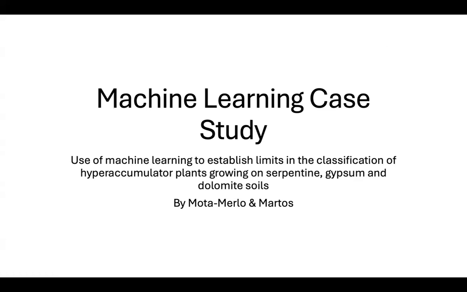Welcome to the machine learning case study. Today we are going to be covering the paper Use of Machine Learning to Establish Limits in the Classification of Hyperaccumulator Plants Growing on Serpentine, Gypsum, and Dolomite Soils by Mota, Merlo, and Martos.